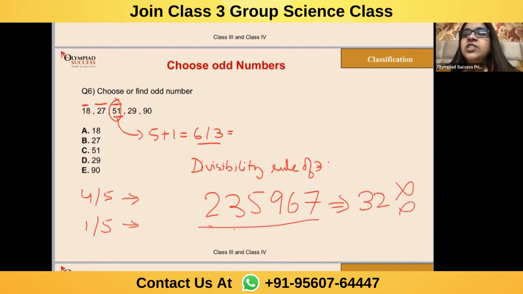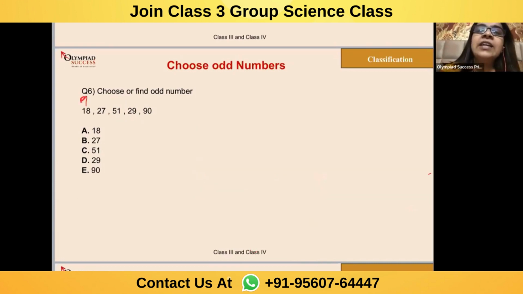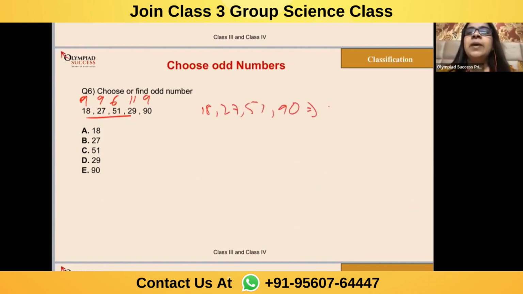But if I just change this 7 and I write 8, now the sum will become 33. Is 33 divisible by 3? Yes. So this number will also be divisible by 3. So that is the divisibility rule of 3. Okay. So we see that if I add all of this, 9, 9, 6, 11 and 9, all the numbers 18, 27, 51 and 90 are divisible by 3.